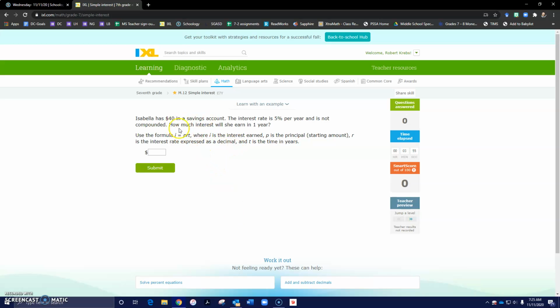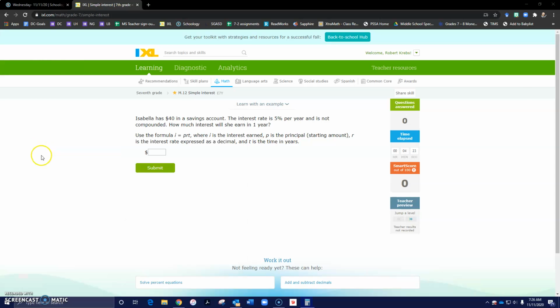So here what we have is Isabel has $40 in a savings account. The interest is 5% per year, and it's not compounded, meaning it's just simple interest. So you don't have to worry about compound interest. We're just talking about plain simple interest. How much interest is she going to earn in 1 year? So in this case, it's asking us how much interest. Well, we just take the amounts that it's giving us and we put them in.